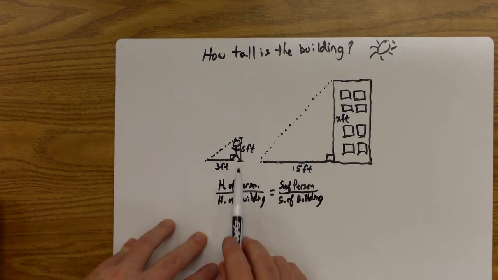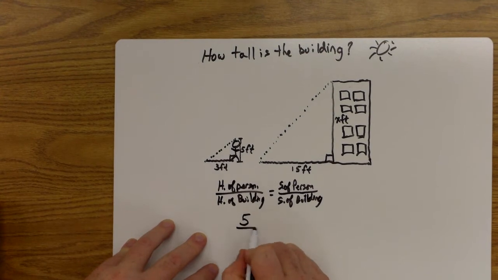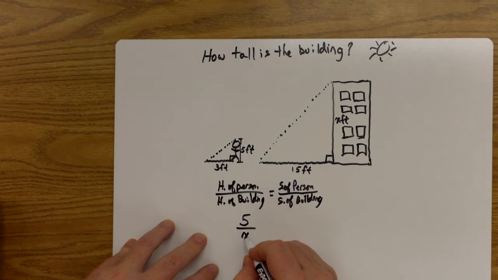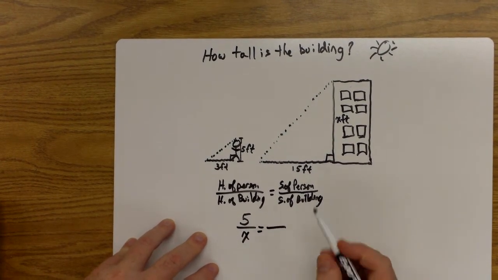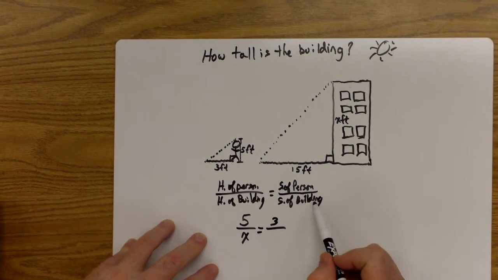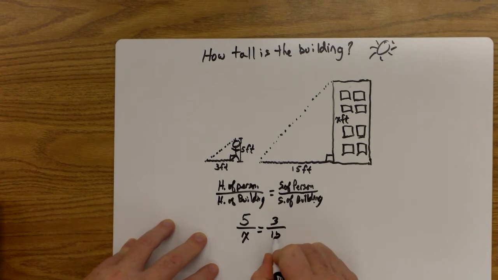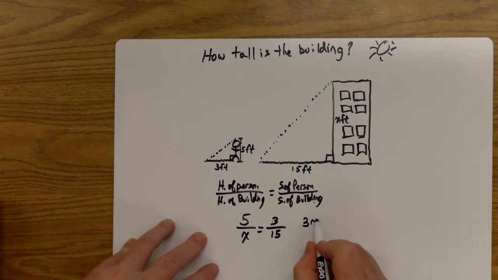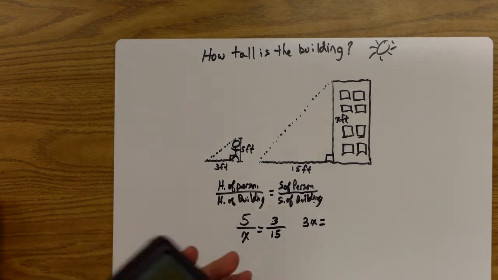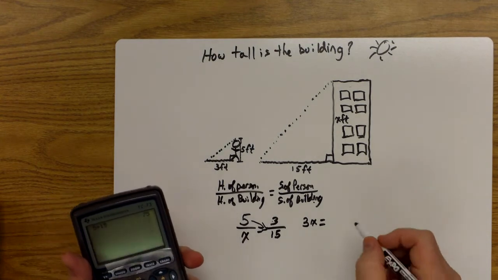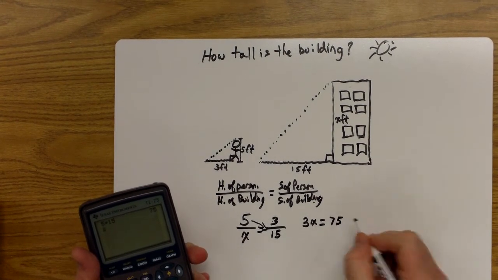Okay, so the height of the person is going to go here, which is 5. The height of the building, I don't know what it is, so I'm going to put X. The shadow of the person is 3 feet long, and that corresponds to the shadow of the building, which is 15. And to solve this proportion, we're going to do as before, we're going to cross multiply and divide. So 3 times X is going to give us 3X. And that cross product is going to give us an equivalency to 5 times 15, which is 75.